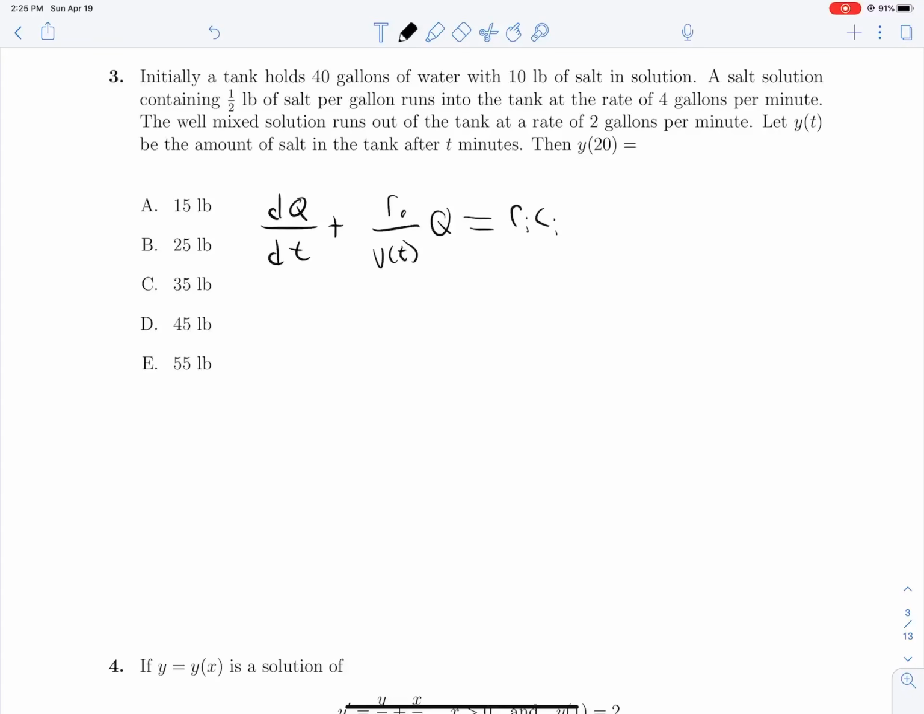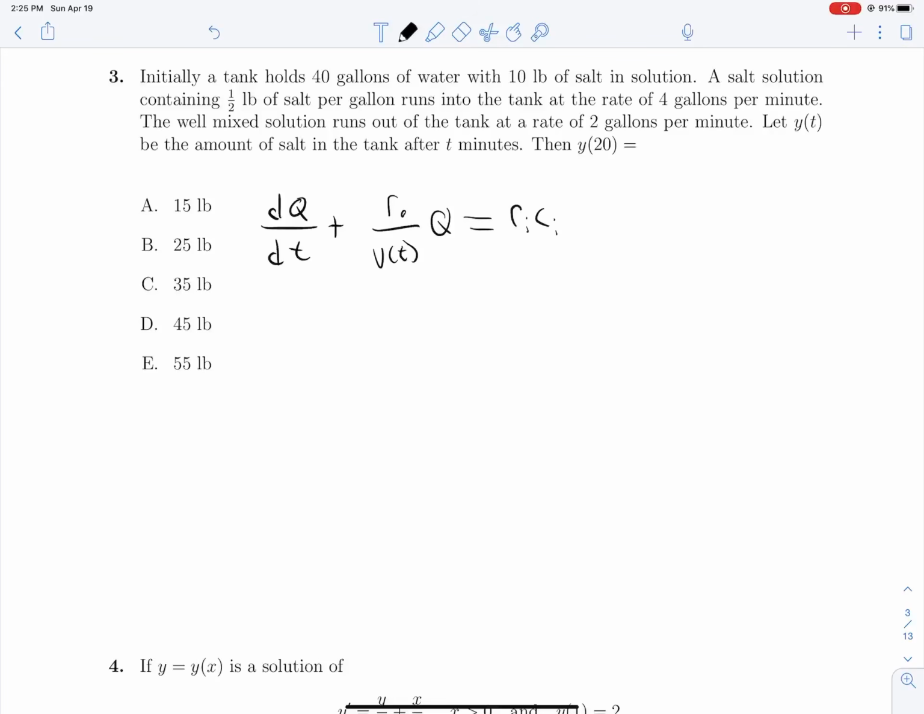Ri and Ci are the rate and concentration at which the salt water is entering the tank. Ro is the rate at which the fully mixed water is leaving the tank. And then V of t is the expression for the volume of the tank as a function of time. And Q is our total amount of salt.